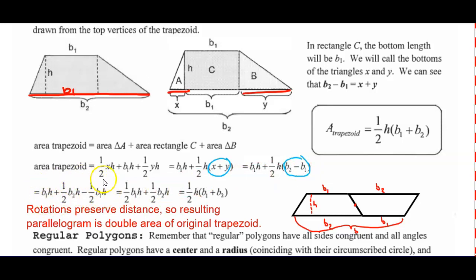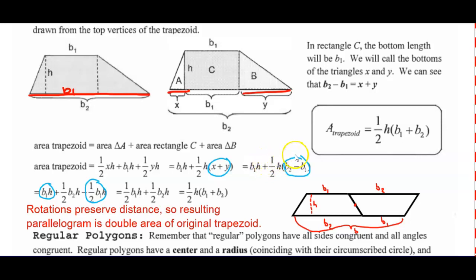And if I then just do like terms, this b1h and this 1/2 b1h can be subtracted. And that gives me plus 1/2 b1h. And then finally, take out the half, take out the h, and we have the formula for a trapezoid. So, the formula for a trapezoid can be derived using three area formulas and some algebra.